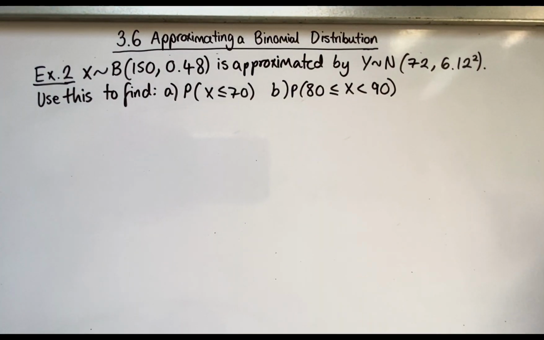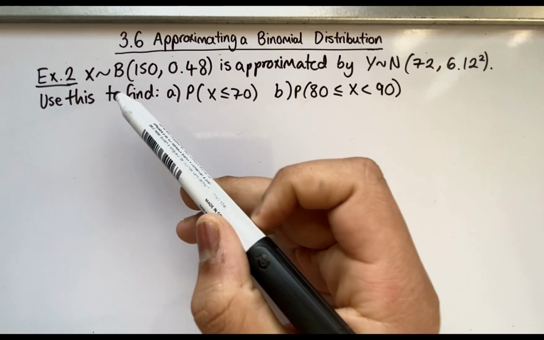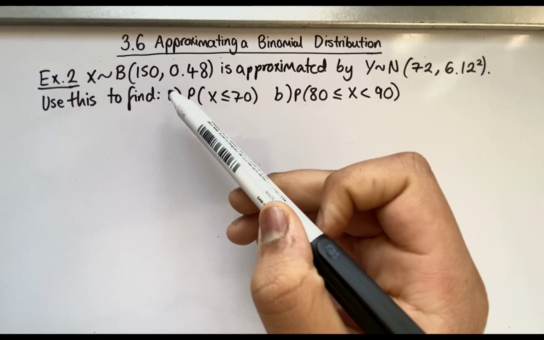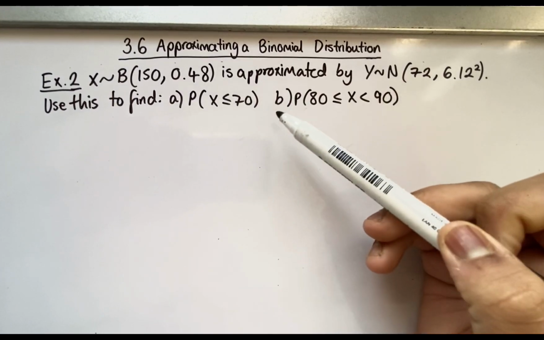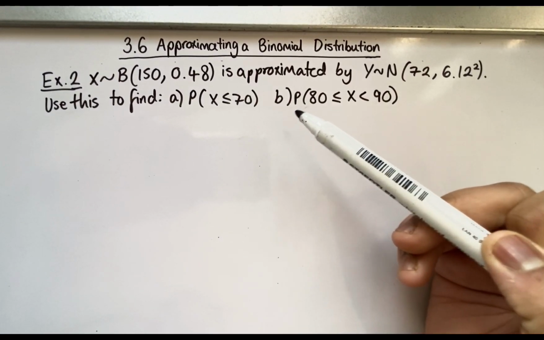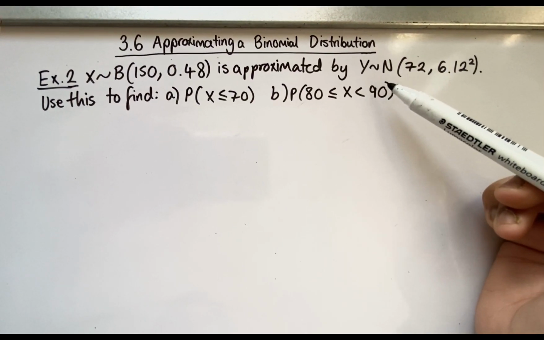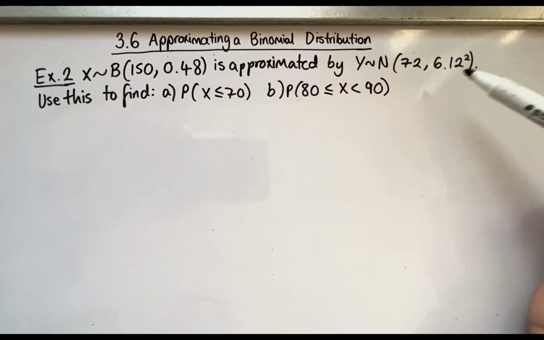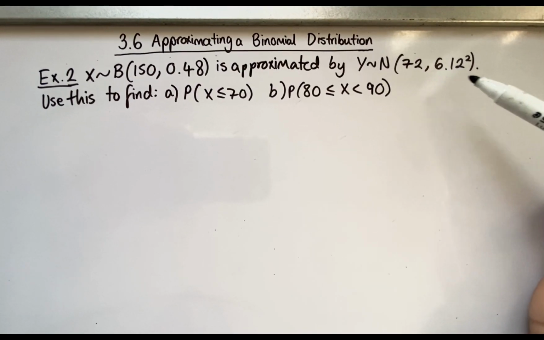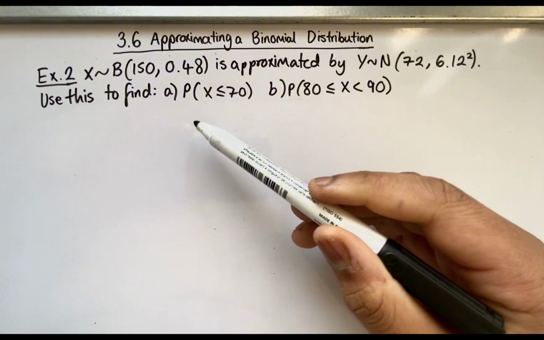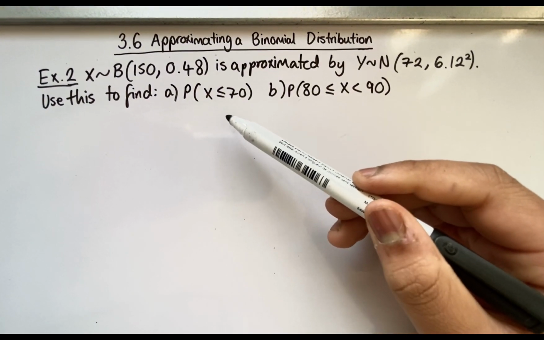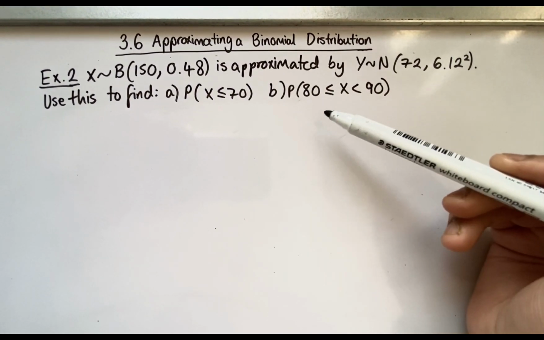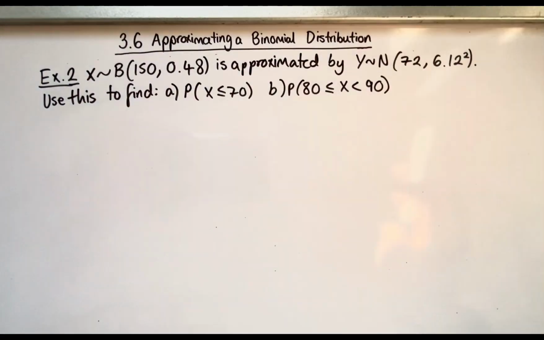Let's do one more example. X follows the binomial distribution with n equals 150 and p equals 0.48, and this is approximated by the normal random variable Y, which follows the normal distribution with a mean of 72 and a standard deviation of 6.12. Use this approximation to find the probability that X is less than or equal to 70, and the probability that 80 is less than or equal to X, which is less than 90.